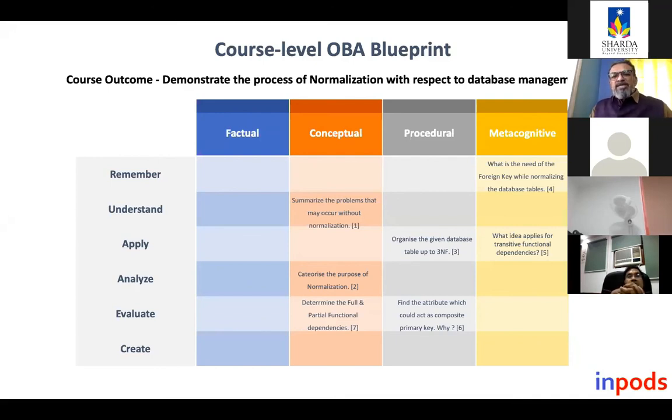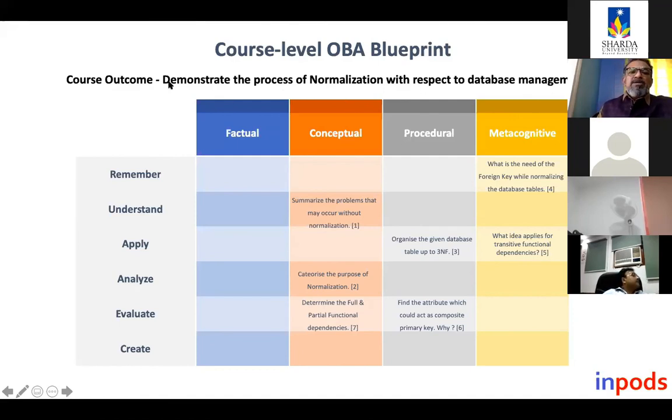So now this is the last slide. We are almost there now. The course level OBA blueprint is the most important aspect that has to come out after this discussion about the program level blueprint, the course level blueprint, and designing the course outcome statement in such a way that it gives you a clear idea about what has to be assessed. And then we talked about the course outcome blueprint also. So this is the course outcome: demonstrate the process of normalization with respect to database management system.